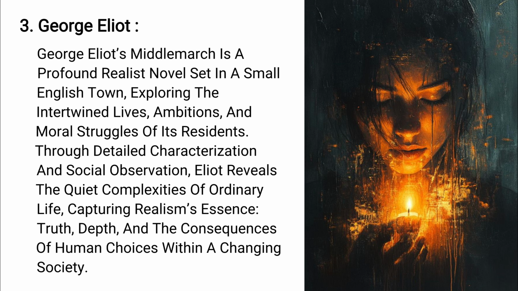George Eliot's Middlemarch is a profound realist novel, set in a small English town, exploring the intertwined lives, ambitions, and moral struggles of its residents. Through detailed characterization and social observation, Eliot reveals the quiet complexities of ordinary life, capturing realism's essence: truth, depth, and the consequences of human choices within the changing society.